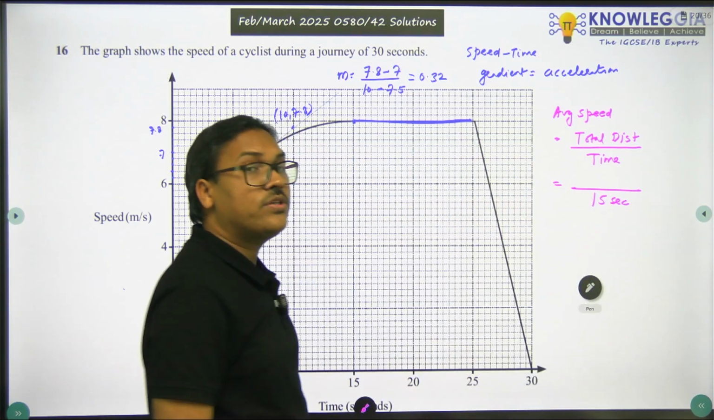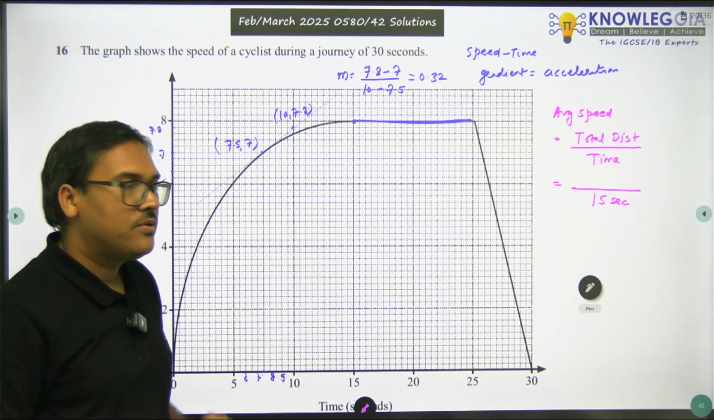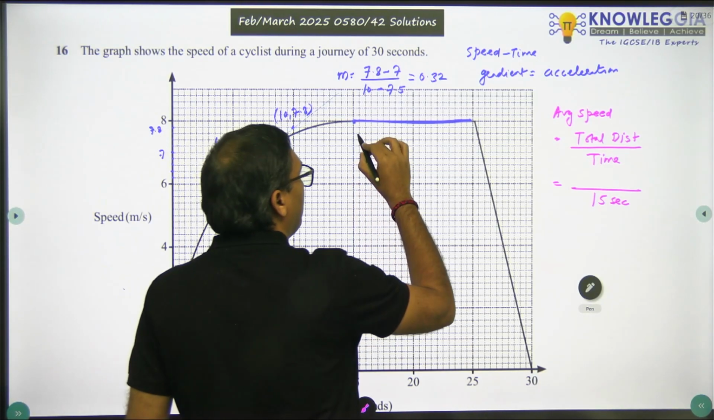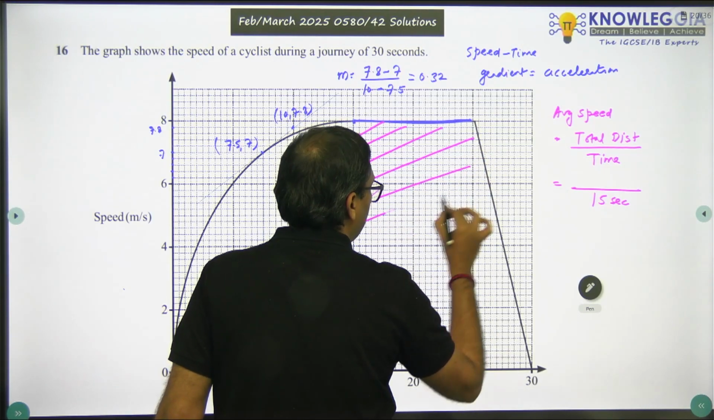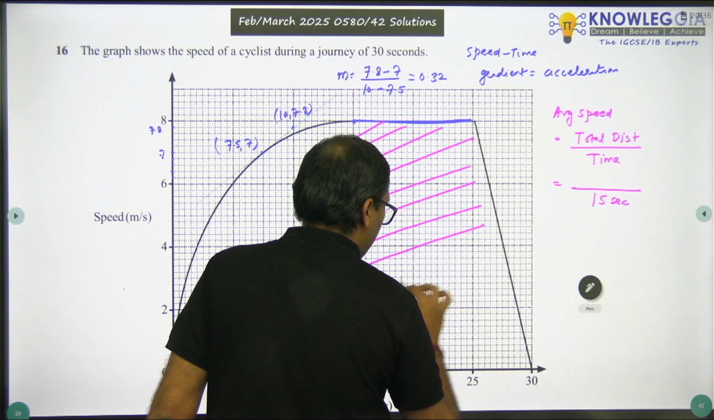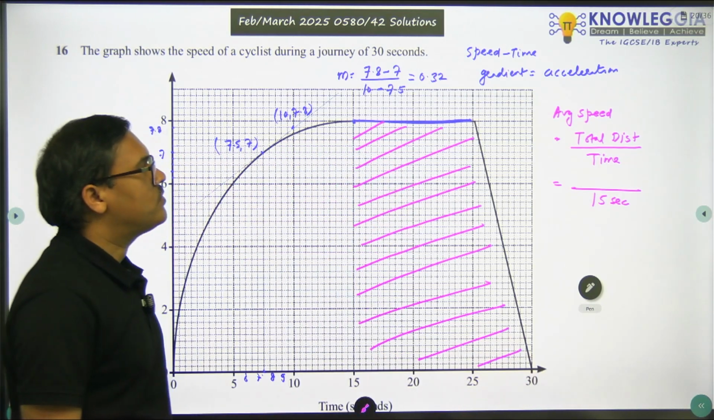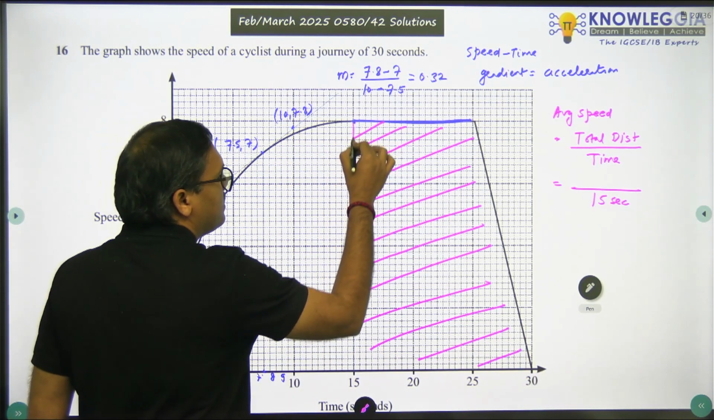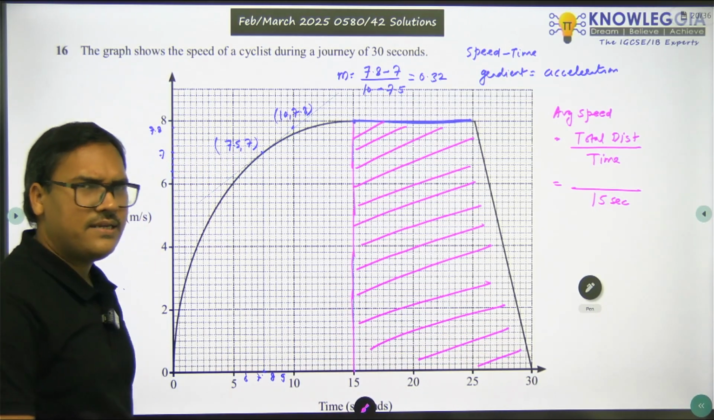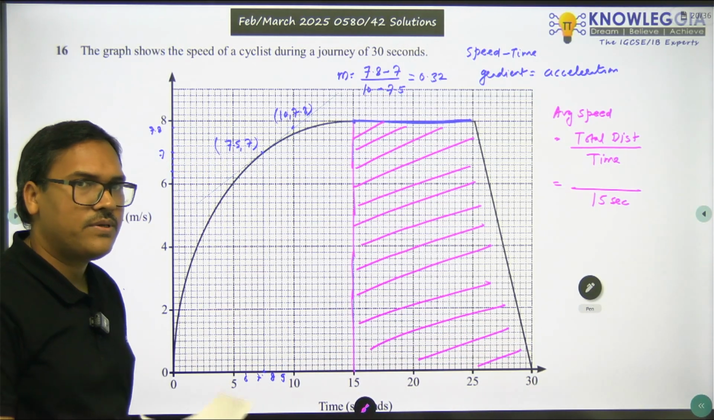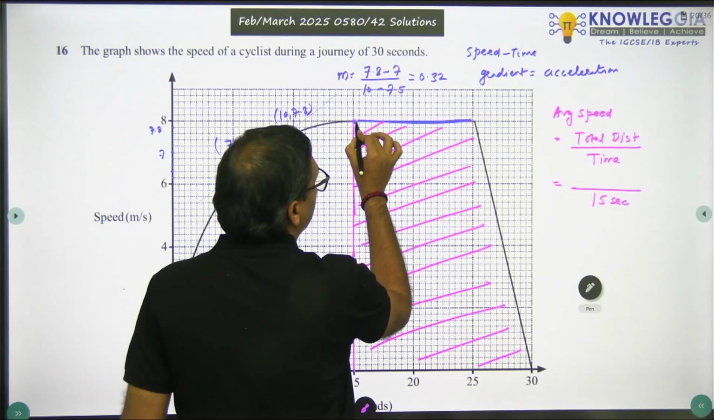Correct? What is the total distance traveled? Now, how do we get the total distance traveled from the speed time graph? From a speed time graph, the area under the graph gives you the distance traveled in that interval. So you have to just find this area. You can clearly see this is a trapezium. So find the area of the trapezium. That will be the total distance traveled.